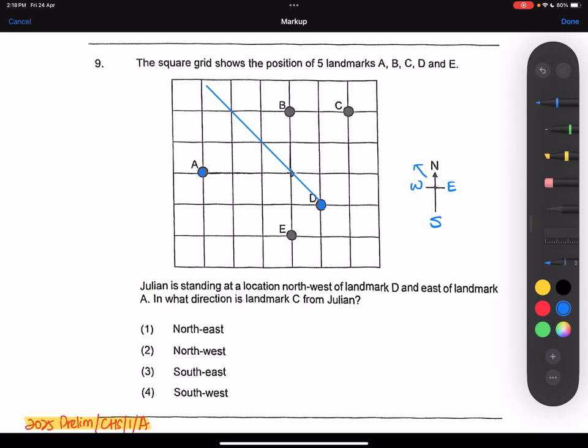This is A, and he's standing to the east of landmark A. See the intersecting point? This is where Julian is. Now let's answer the question. In which direction is landmark C from Julian? Landmark C is here. Which direction is this? This is northeast. Our answer is option 1.